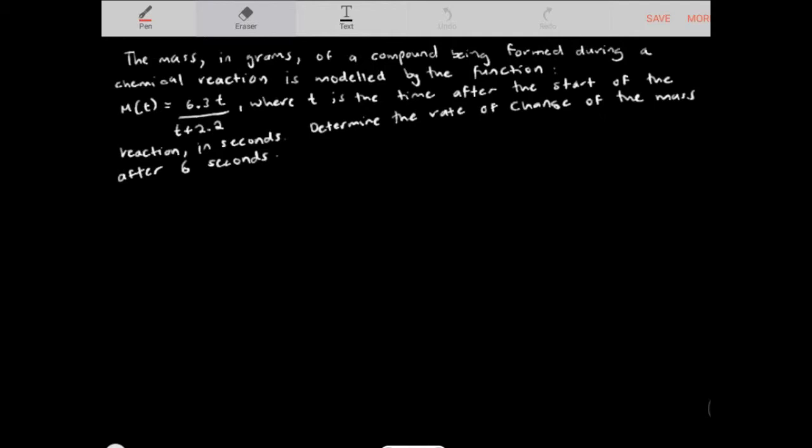Okay, let's take a look at an application of derivatives in chemistry. So the mass in grams of a compound being formed during a chemical reaction is modeled by the function m of t is equal to 6.3t over t plus 2.2, where t is the time after the start of the reaction in seconds. Determine the rate of change of the mass after 6 seconds.